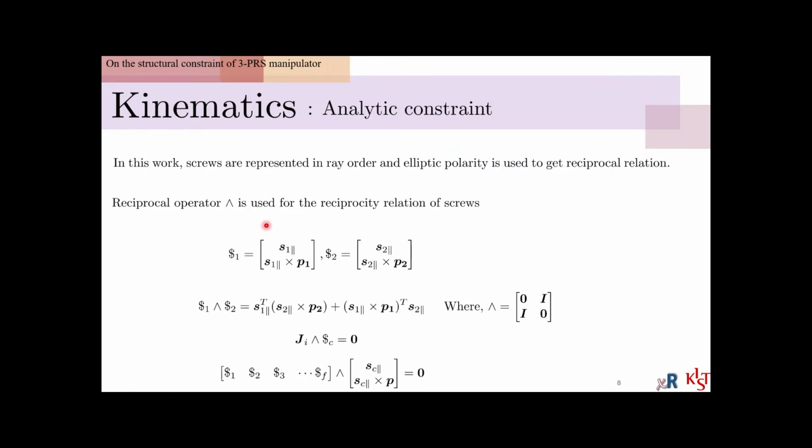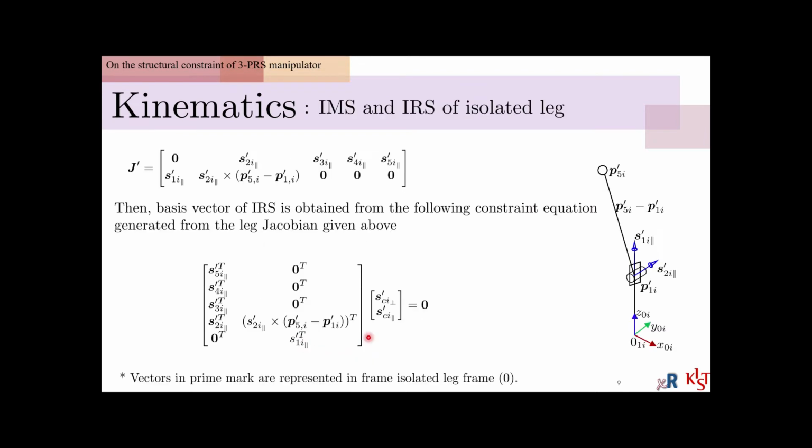To analyze the instantaneous motion space and instantaneous restriction space, we use screw theory. Motions and constraints will be represented in screws, which are 6-dimensional spatial vectors. And to get the constraint from the motion screws, we use the reciprocity relation like this. For the example manipulator, the limb IMS and limb IRS are obtained from the isolated branch. The isolated branch has a local frame, and all the limb screws will be represented in this local frame.